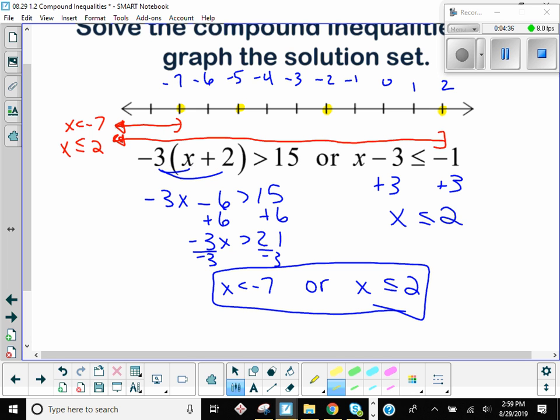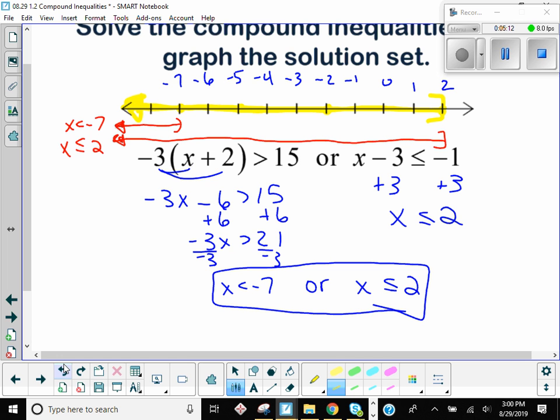So the final solution set of all the numbers that work for one or the other is this straight bracket here and everything to the left. That yellow is my actual answer for the compound inequality. Each of the reds is the answer to that single inequality, but compound means we're looking at both of them at the same time. Okay.